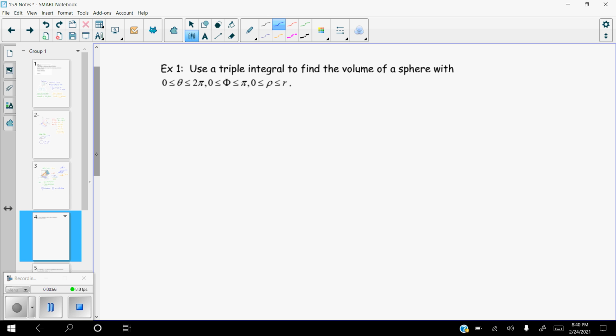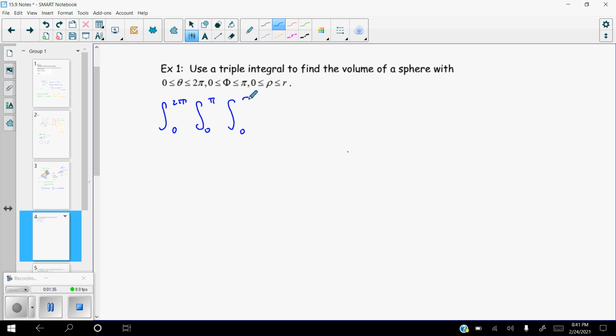So the way I typically set these up is I usually put phi or theta on the outside. It doesn't really make any difference which one in this case because they're both constant bounds. Again, I usually do it as theta and phi, but I'm going to do it a little backwards in this one. So I'm just going to go in the order exactly the way they have it written in the problem. So 0 to 2 pi, that's theta. 0 to pi, that's phi. And rho is going to go from 0 to r.